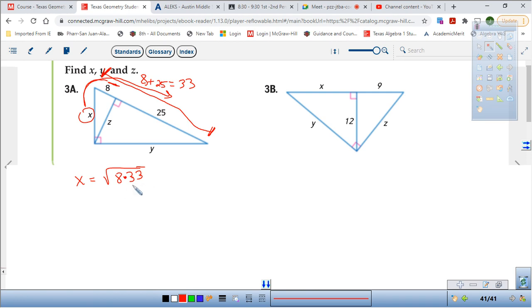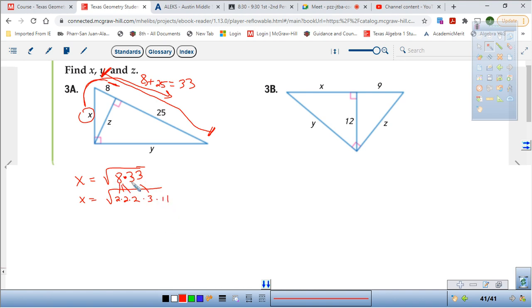Now I don't like this right there, so I'm going to go here. X is equal to, I'm not even going to multiply them out. I'm going to start factoring them. This breaks down to a 2 times 2 times 2, the 8. The 33 breaks down into a 3 and an 11.